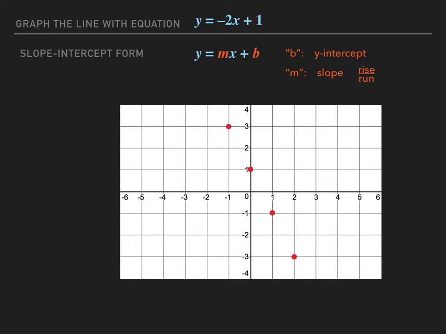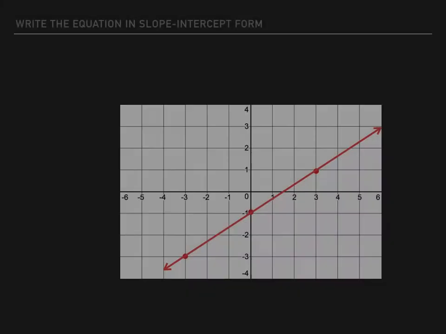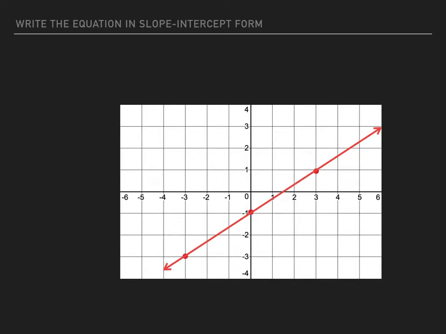So now what we're going to do is connect these points with a straight line. And this is our linear function. This is the graph of the linear function, whose equation is y equals -2x plus 1. Again, that's slope-intercept form. Now, sometimes you'll be given the graph of a line, and you'll be asked to write its equation, this time in slope-intercept form.